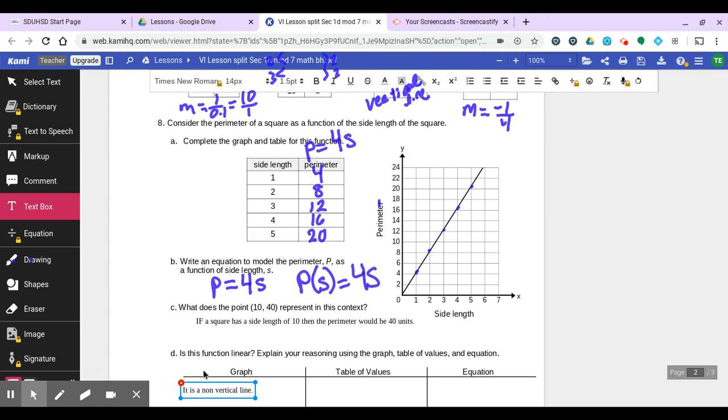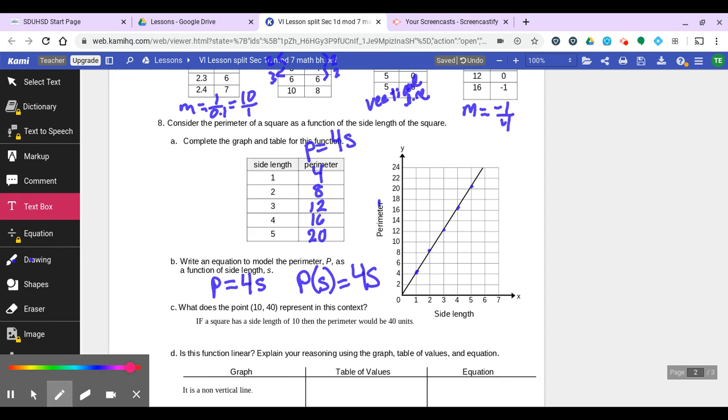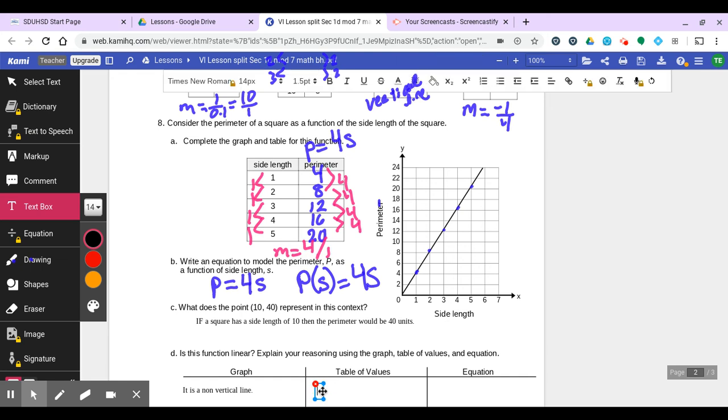Okay, by the tables, I can see that I have a common first difference. So if I go over here, these are all going up by 1, by 1, by 1, by 1, by 1. These are all going up by 4, by 4, by 4, by 4, by 4. So I can say, hey, it has a slope of 4 over 1. So over here, there is a common first difference. By the equation, yeah, it's in the form y equals mx plus b.